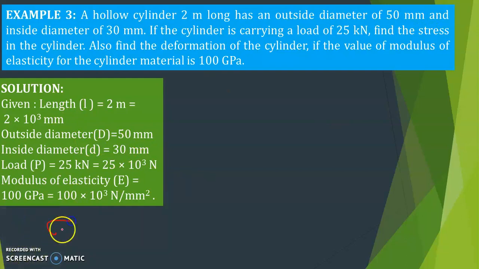So that is sigma. You have to find what is stress, right? And if the value of the modulus of elasticity for the material is 100 GPa, that is nothing but E. It is in GPa, so 100 into 10 raised to 9 Newton per meter square, but if you convert into millimeter square, it becomes 100 into 10 raised to 3 millimeter square. So here you have to find the deformation, and also the stress.